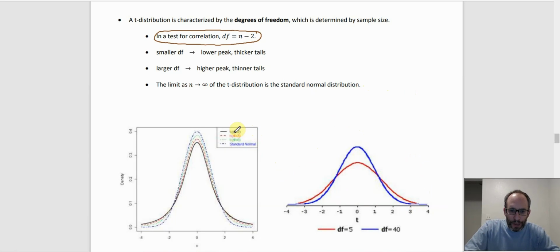So if you go from black to red to green to blue, the degrees of freedom is going up. And then blue is when it's standard normal. And so notice the blue, it's got the highest peak and it's got the lowest tail. So eventually if your sample size keeps going up, which would make your degrees of freedom keep going up, you'd get closer and closer to the standard normal. And you'd get something where the difference would be negligible with a big enough sample size.